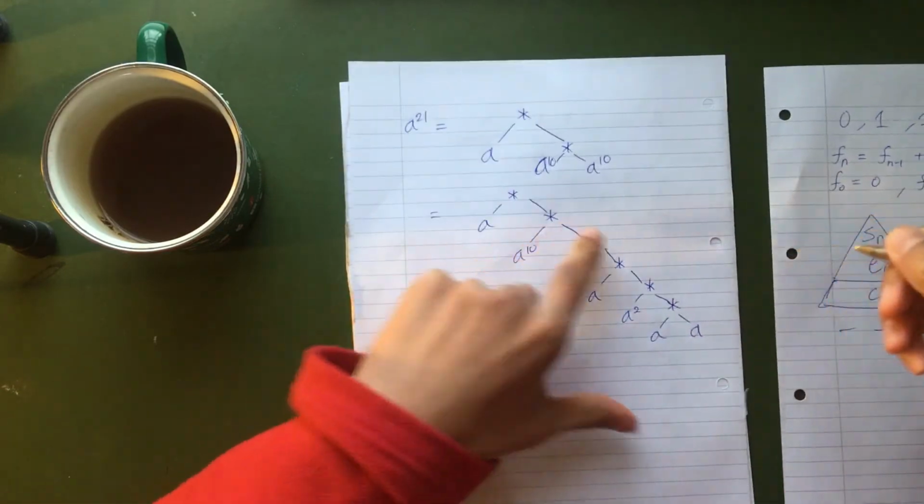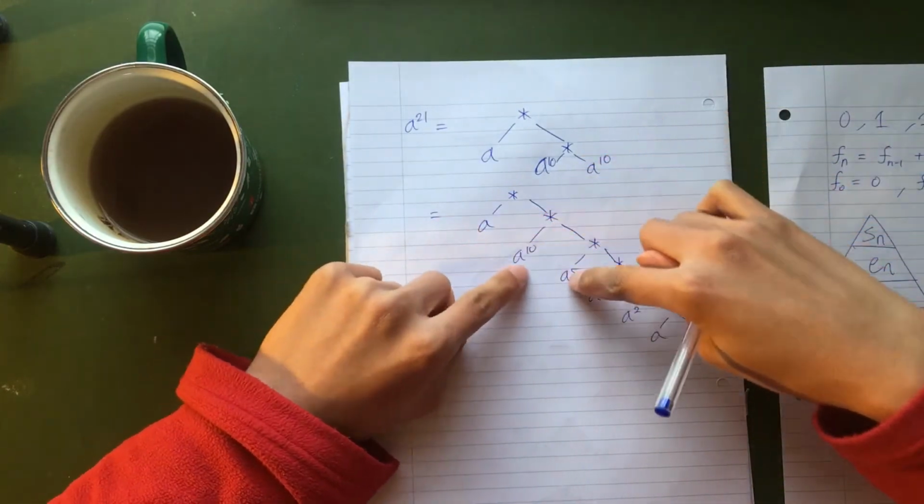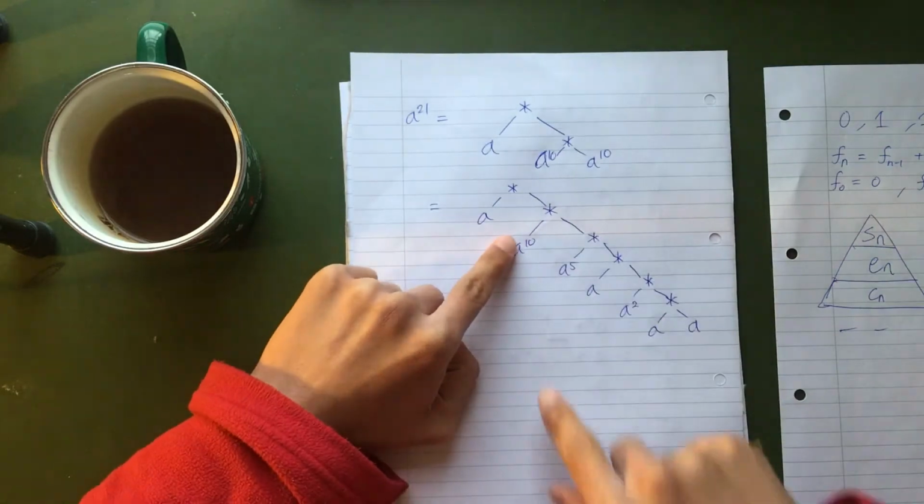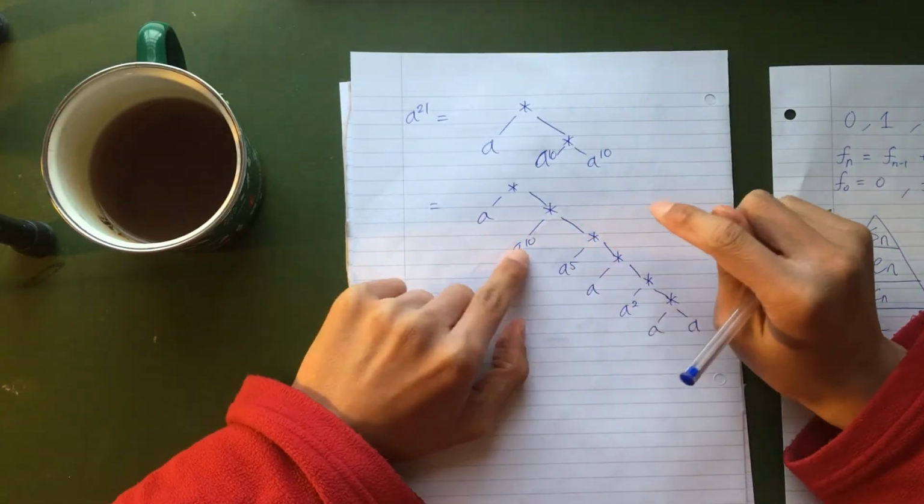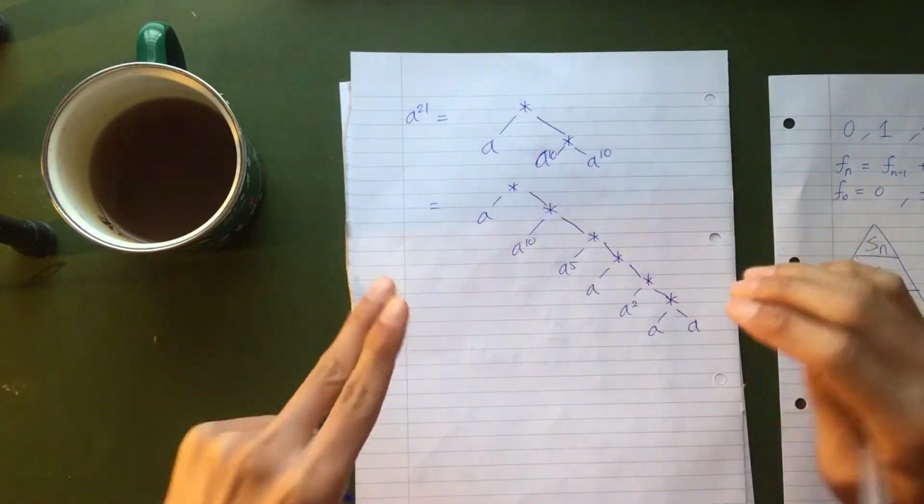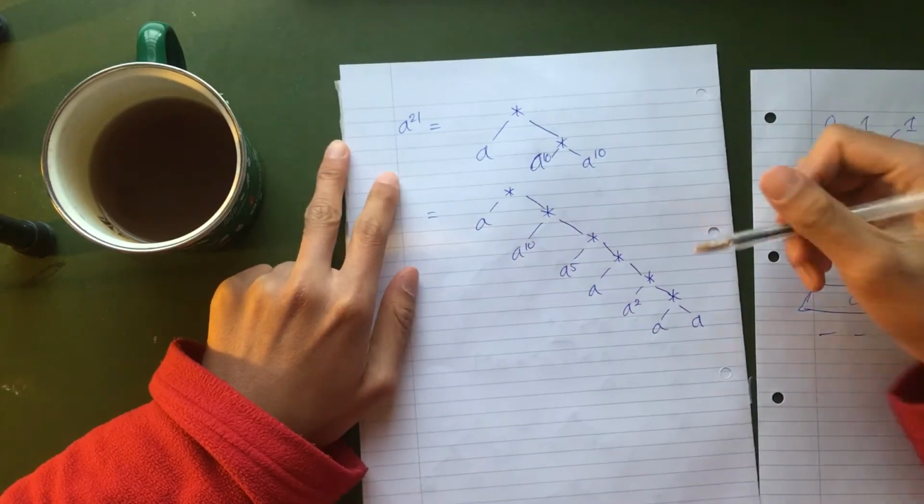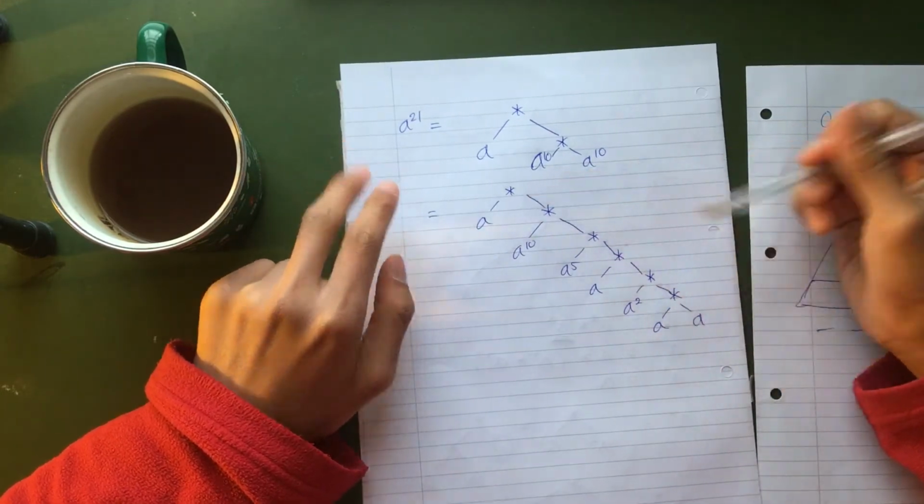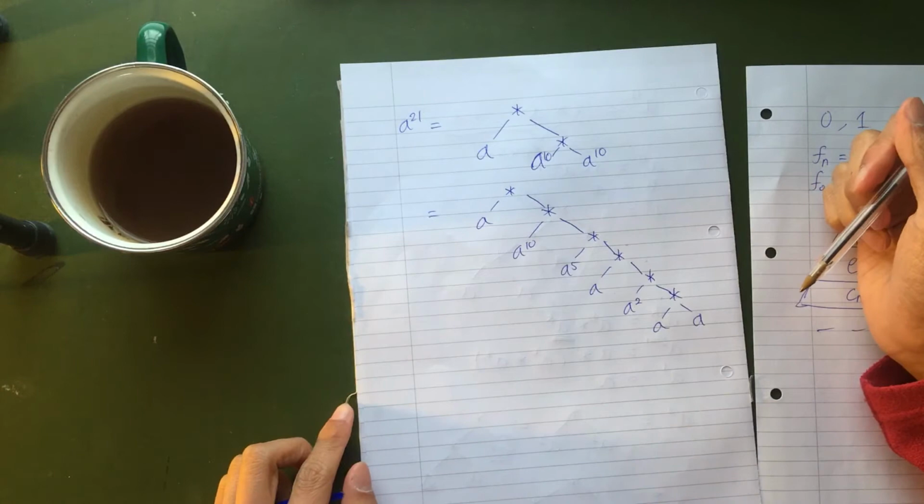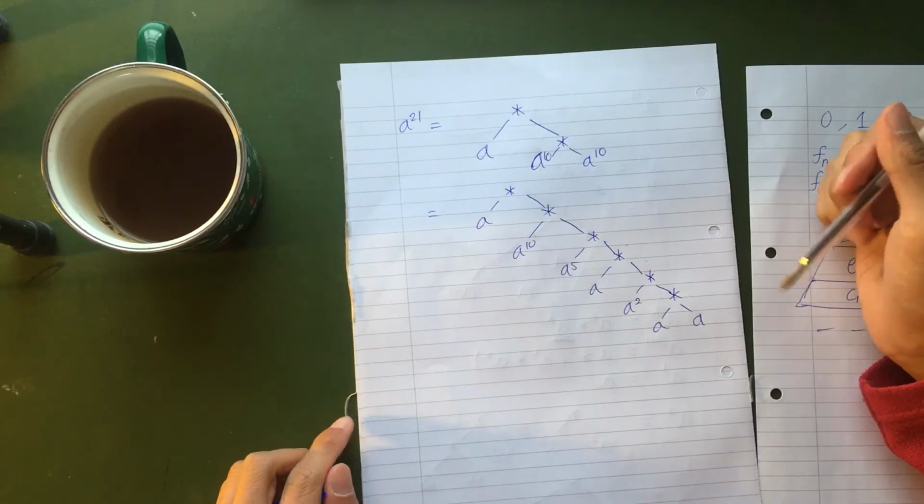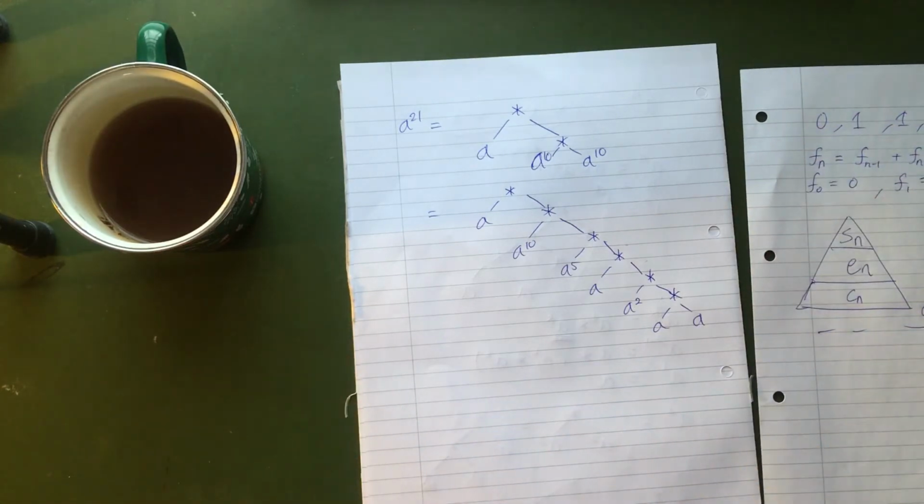So you can see this big tree. And once we've expanded it, it's going to look quite balanced. This a to the 10 is going to fill itself up. This a to the 5 is going to fill itself up, and so on. And this is only going to take us 1, 2, 3, 4, 5, 6 multiplications instead of 20 multiplications. That's a good job.